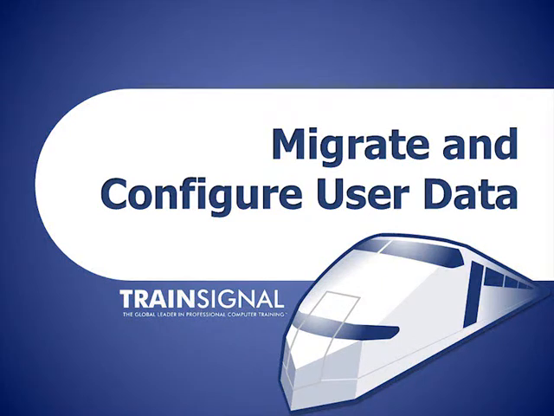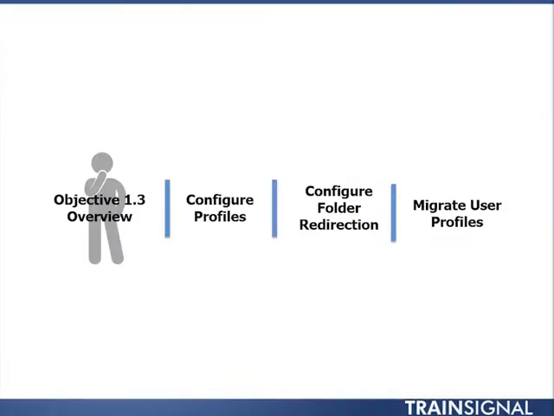Hi, this is Tony Northrup, and this covers Objective 1.3, which is Migrate and Configure User Data. This objective has three sub-objectives: Configure Profiles, Configure Folder Redirection, and Migrate User Profiles.